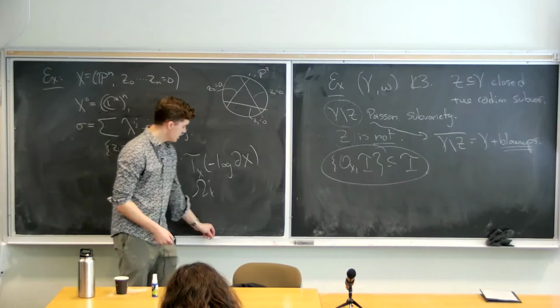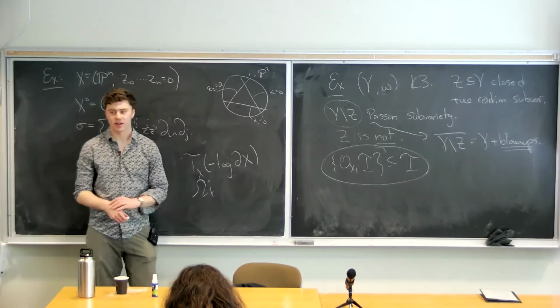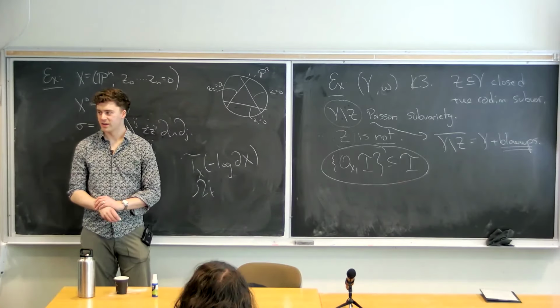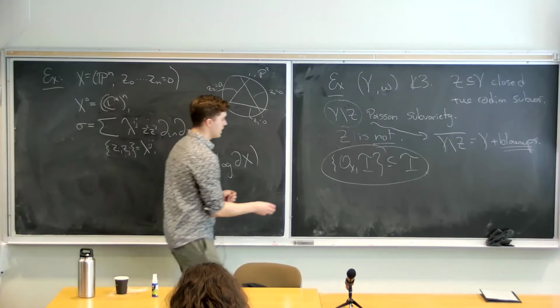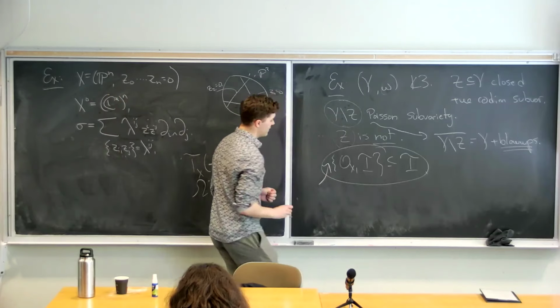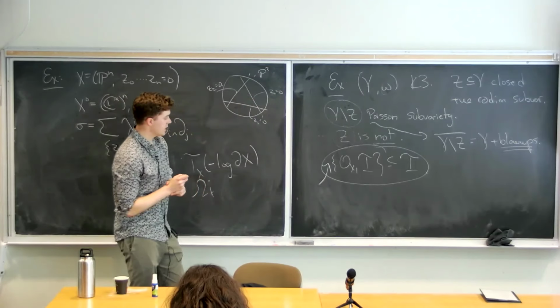Okay, are there any questions? Residual questions before we get started? That's fine, I understand. Okay, so an addendum: this is what it means to be a Poisson subvariety. It should be like an algebra ideal.